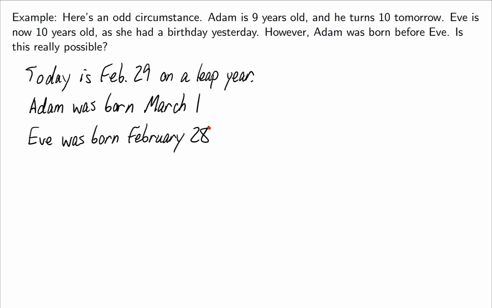So their birthdays were actually 1 day apart rather than 2. It's just that today is February 29th. Alright, now we have to think about time zones. As I mentioned, time zones are going to play a factor. Now Adam is older, so we need to think about how could we make this work.